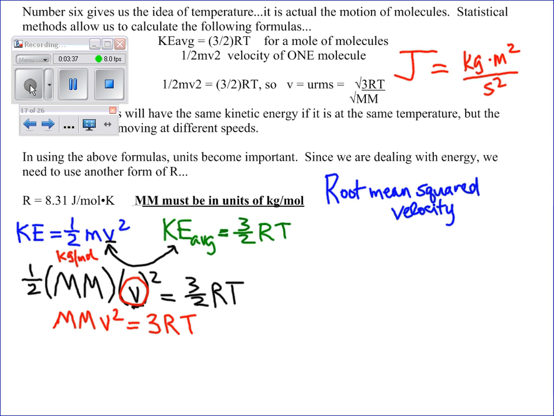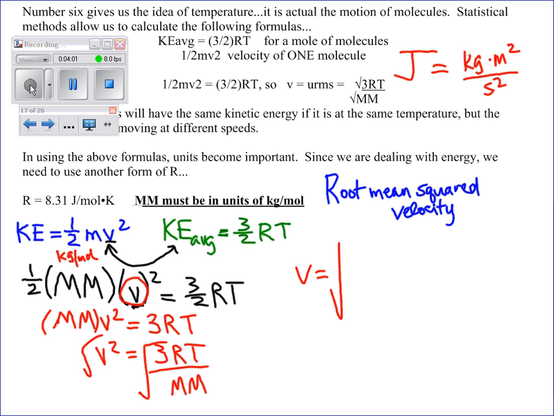Okay? Now if I want to get velocity by itself, what do I divide by? Remember, this is one substance. Divide each side by molar mass, and I get velocity squared is equal to 3 RT over molar mass. But then if I want to totally get velocity by itself, square root both sides, right? And I get velocity is equal to the square root of 3RT over molar mass, and there's your equation.